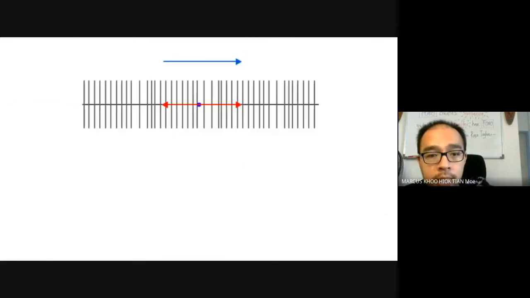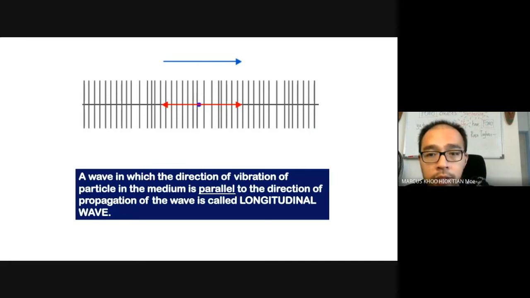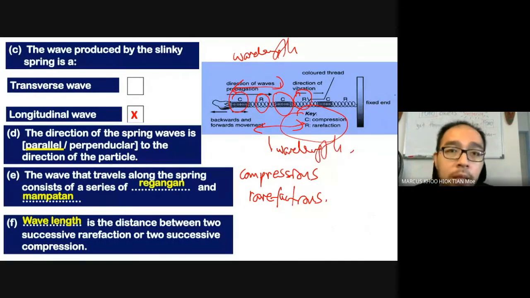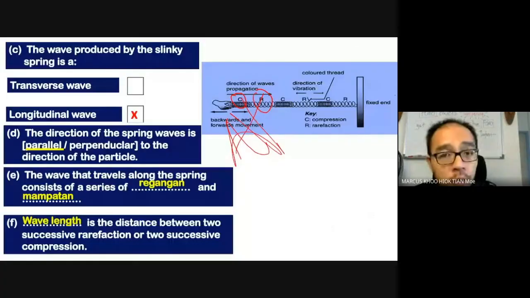Sorry, hold on. So this is the wavelength. Or this is a rarefaction, and this is another rarefaction. So this length over here is the wavelength. The distance between two compressions or two rarefactions is called a wavelength, not the distance between the first compression and the next rarefaction. That has nothing to do with wavelength. Wavelength is compression to compression or rarefaction to rarefaction on a longitudinal wave.